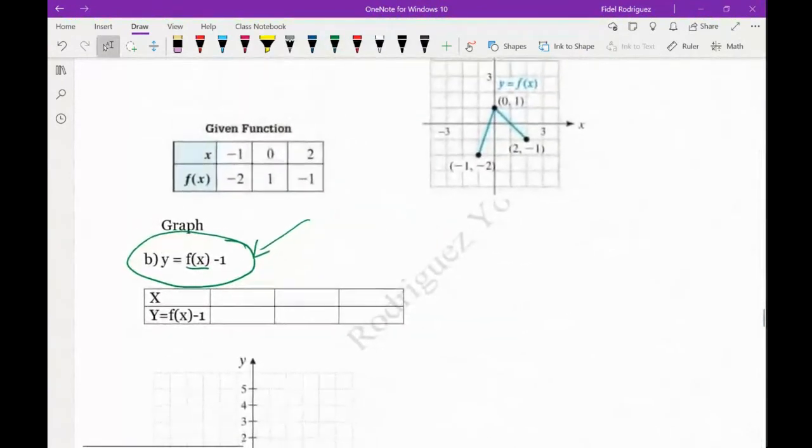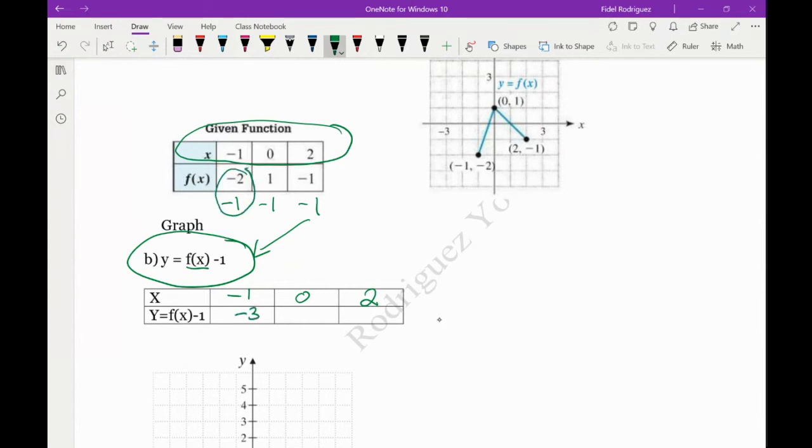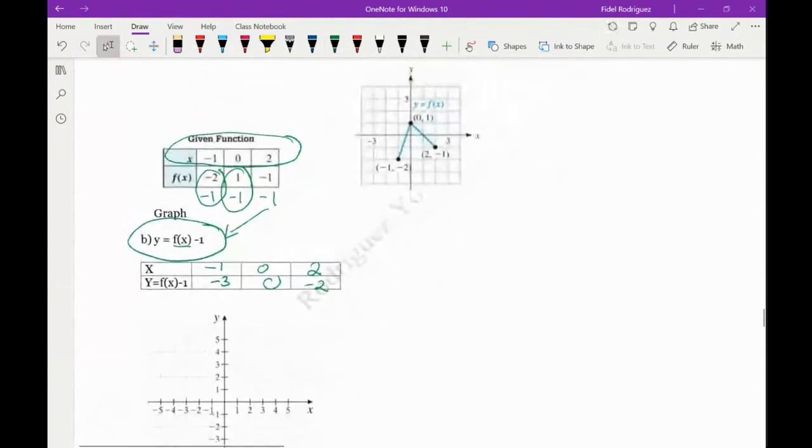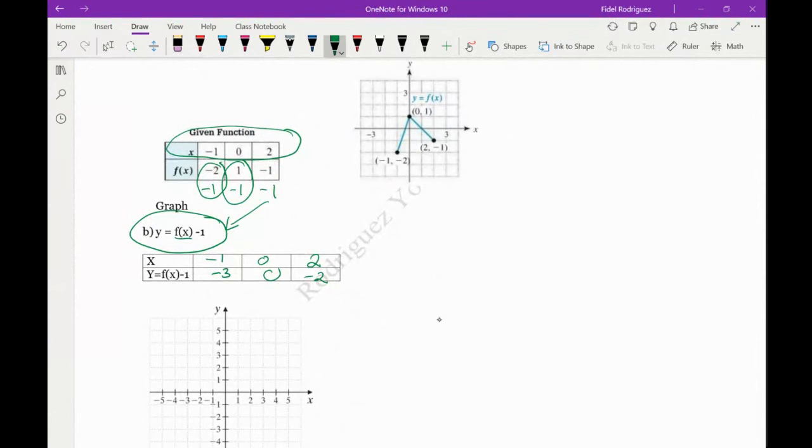So since we're going to go down 1 spot, my x values, again, aren't going to change. Those are going to stay -1, 0, and 2. Since we're going to go down 1 spot, I'm just going to subtract 1 from each of those. So -2 minus 1, -3. 1 minus 1, 0. -1 minus another 1, -2. And then I'm going to go ahead and plot those points. So -1 and -3 is all the way down here. 1 and -1 is right there. And 2 and -2 is right over here.